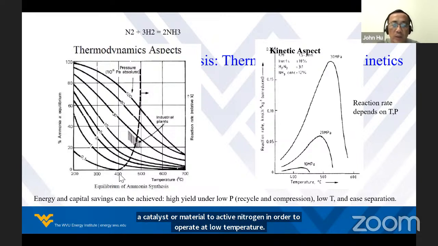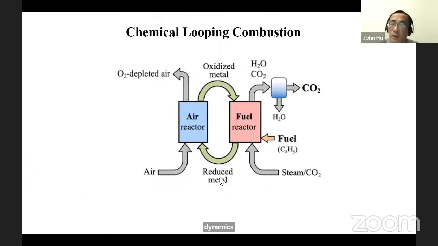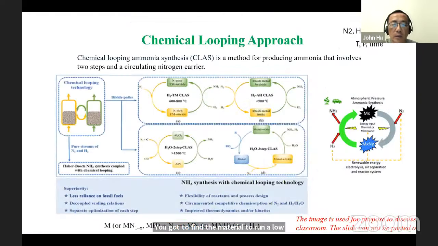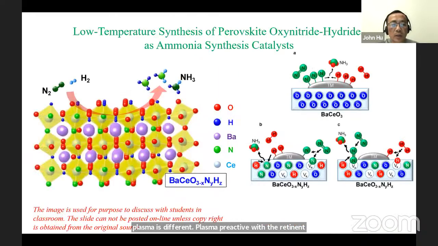But chemical looping is different. Chemical looping isn't subject to the thermodynamics because they break the thermodynamics. So if you still believe you are subject to the thermodynamics, you have to find a material to run at low temperature. So this is another way to look at this problem. So plasma is different. Plasma pre-activates the reactant and then makes it reactive. So there's another way you can do it.